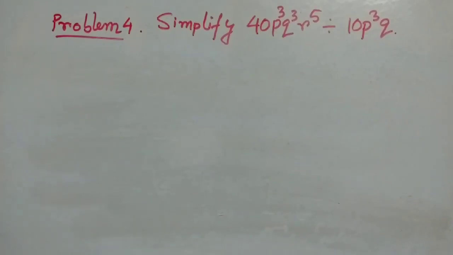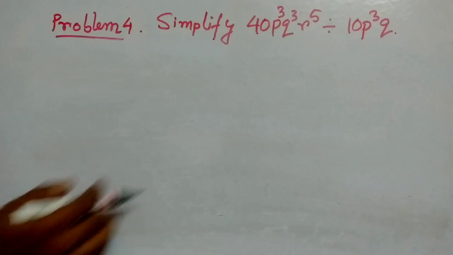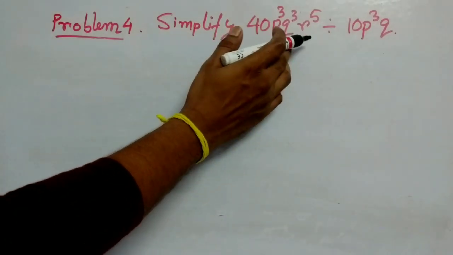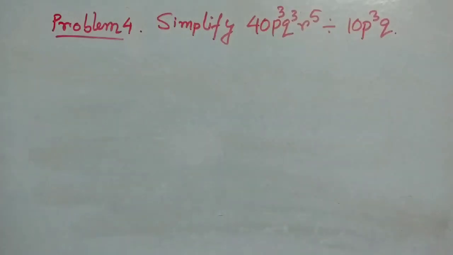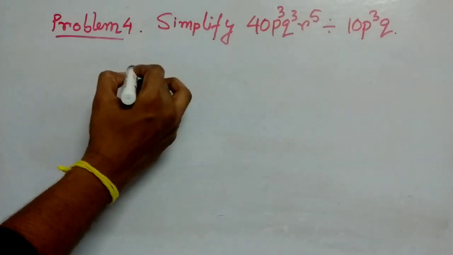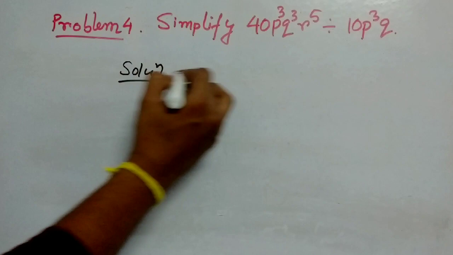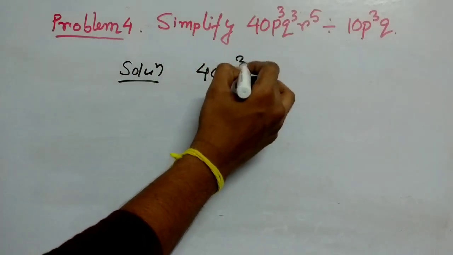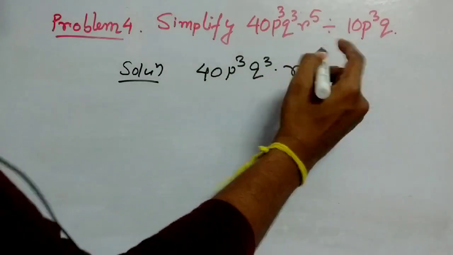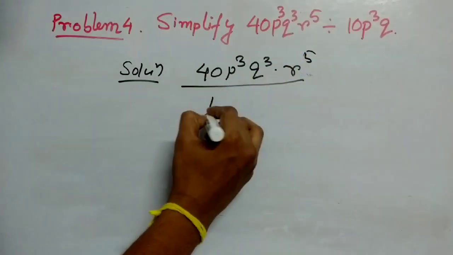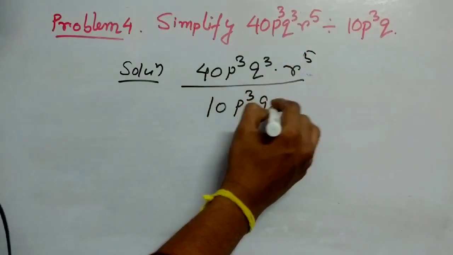So this is the last problem for this video. Simplify 40 p cube q cube r to the power 5 divided by 10 p cube q. So let's write it: 40 p cube q cube r to the power 5 divided by 10 p cube q.